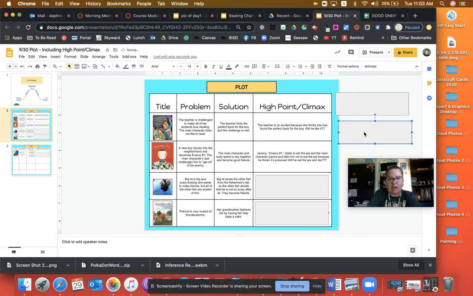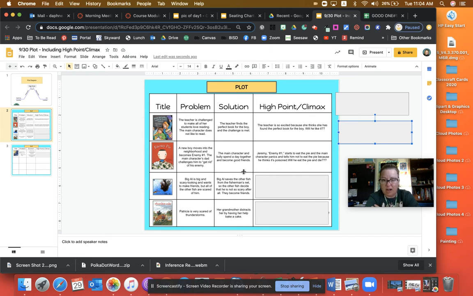I decided the climax or the high point of the story was towards the end where they had become friends. And Jeremy, the enemy number one, starts to eat the pie. And the main character, whose name I still don't know, freaks out and panics and tells him not to eat the pie because he thinks it's poisoned. So will Jeremy eat the pie and die? I don't know. Is the pie really poisoned? I don't know. That's the high point.